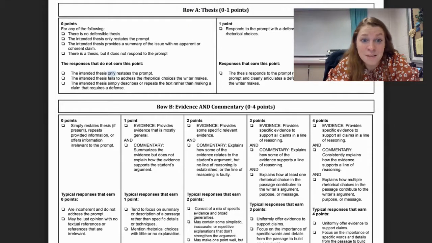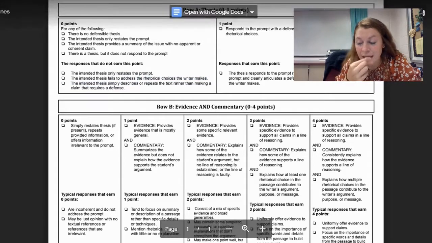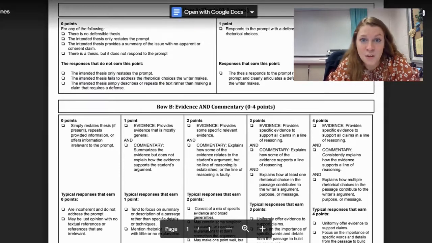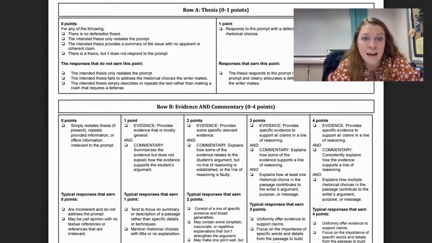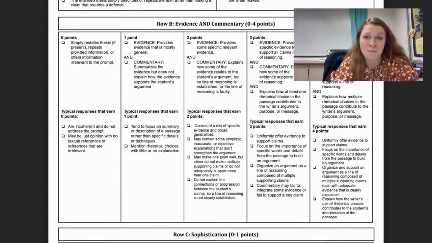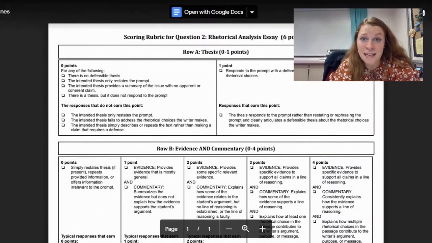Just double check, though, and make sure that you're not just restating the prompt, that you do have the rhetorical choices in your thesis. Remember, we talked about this a couple weeks ago when I was giving you points for the Blackfish thesis. Some of you did not put specific rhetorical choices in there. That's important. Also make sure that it's not just describing what the passage is about, that you're actually making the claim. What is the purpose?